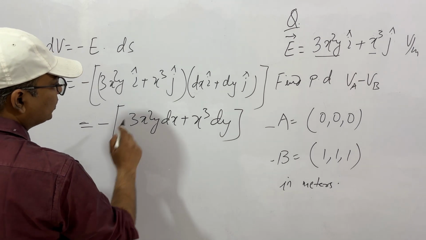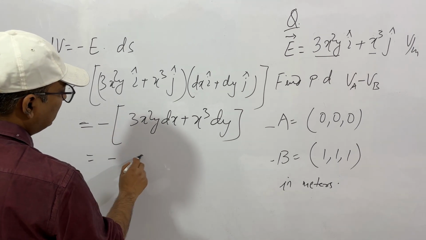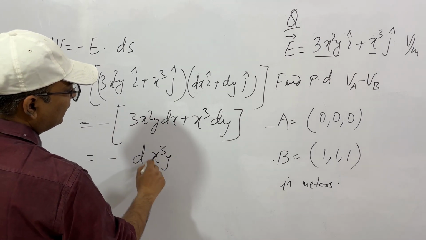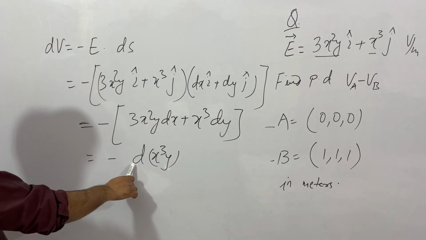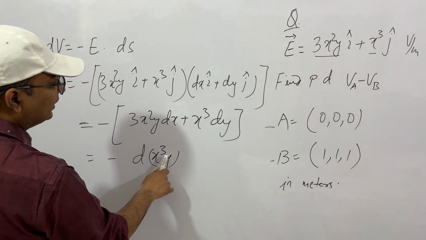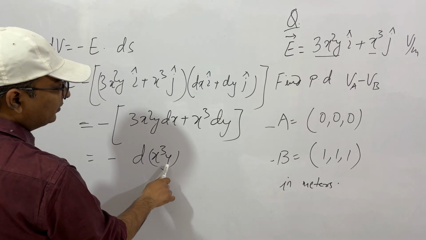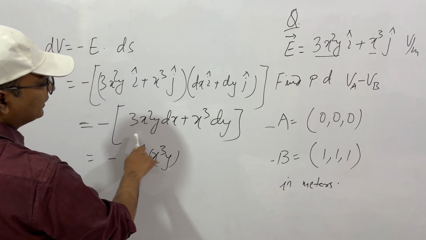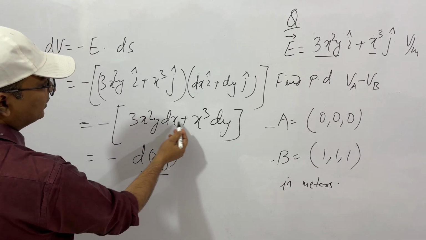If you see it closely, this is basically derivative of x cube y. If you take this, first of all, with respect to x, then 3x square y dx, and then x cube dy by dy, so 1. So this is derivative of this. This, if you expand this, you will get this.